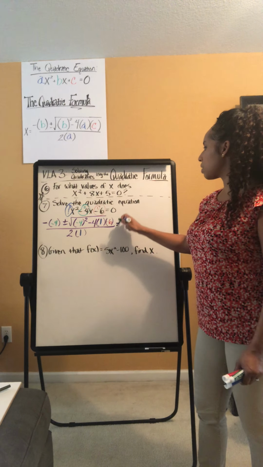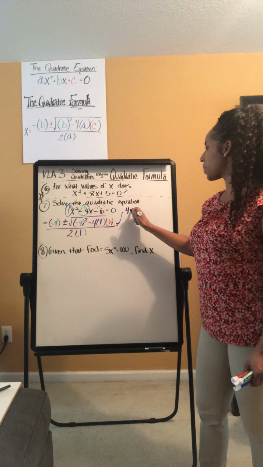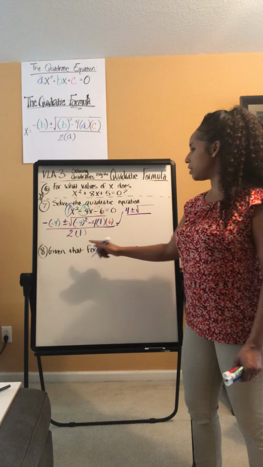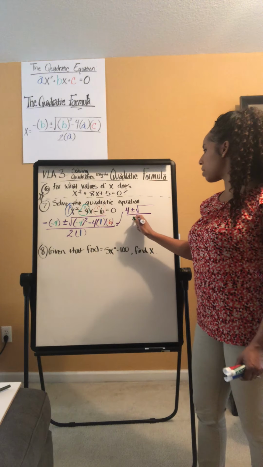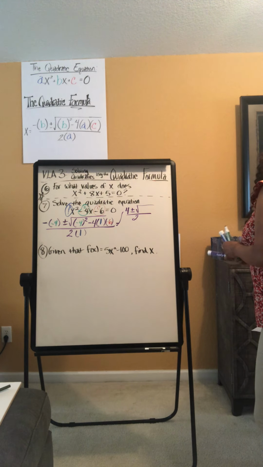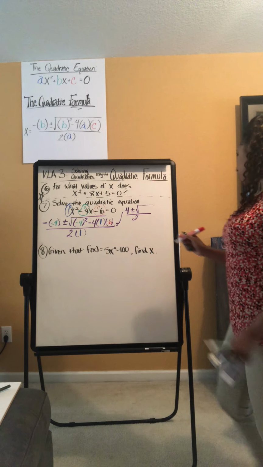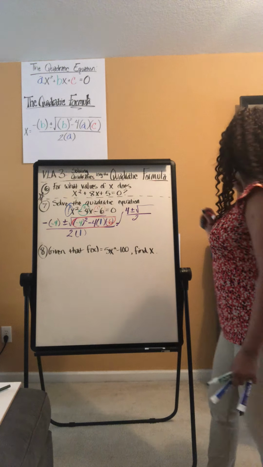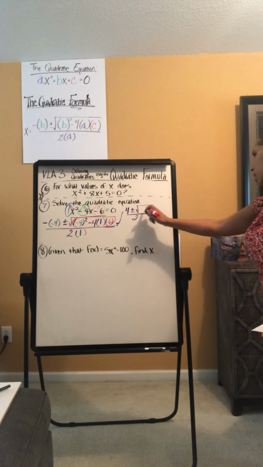So this comes up here as a positive 4 plus or minus the square root of, got to find the discriminant, and then 2 times 1 on the bottom is 2. Again, the inside is just the discriminant. Just the inside here will give me the number 40.